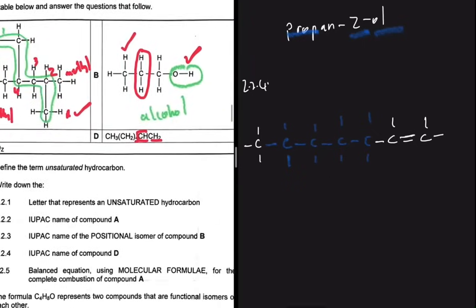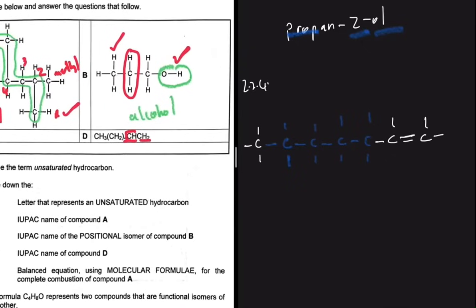But we're looking for the IUPAC name, right? So let's calculate the number of carbons we have. We have 1, 2, 3, 4, 5, 6, 7. So that is hept. The double bond is on the first carbon. So we're going to have hept-1-ene because of the double bond. It is an alkene, right? Let's move forward and see what else we have.